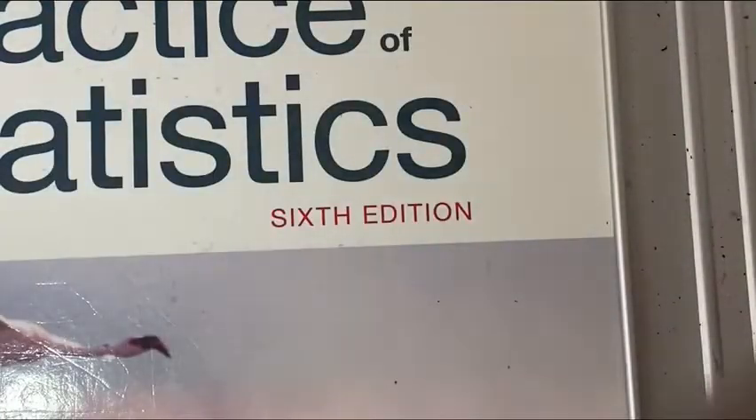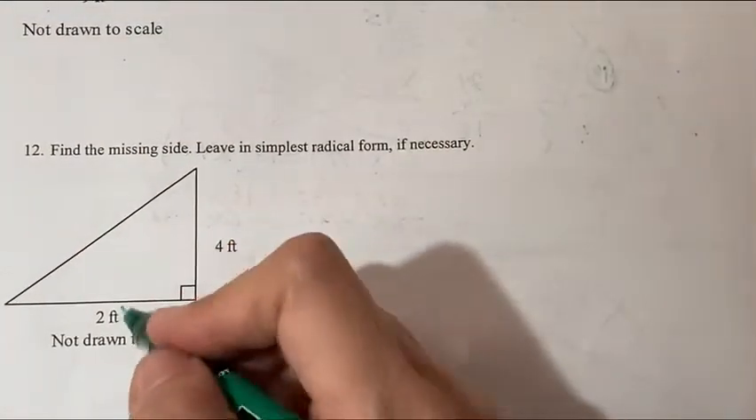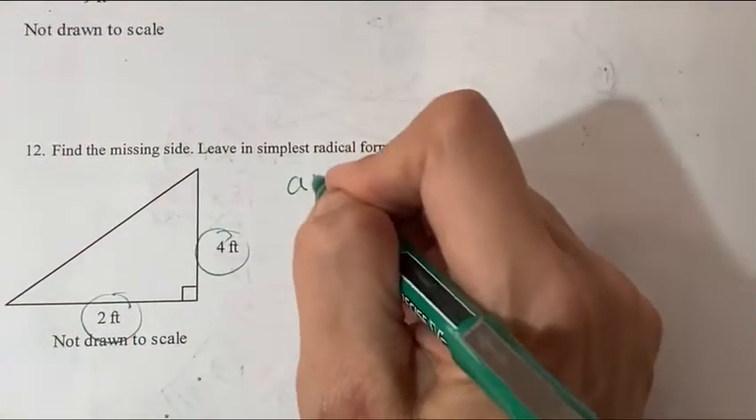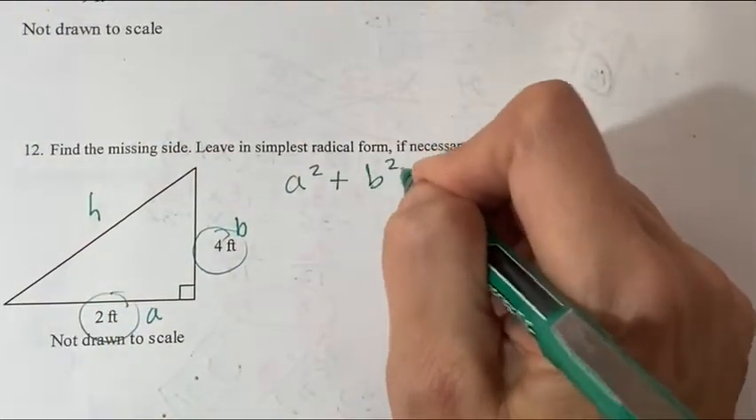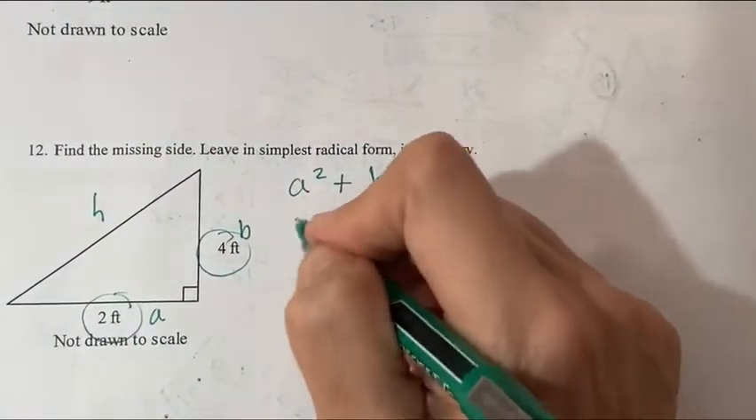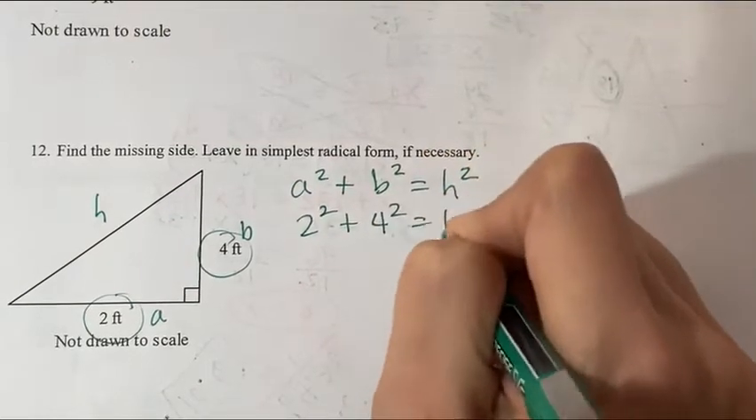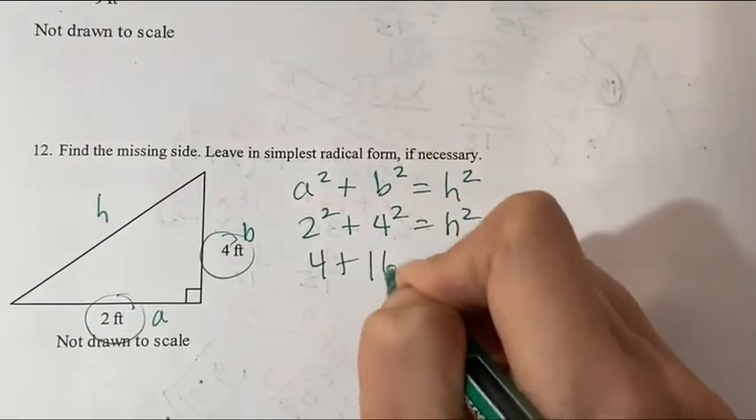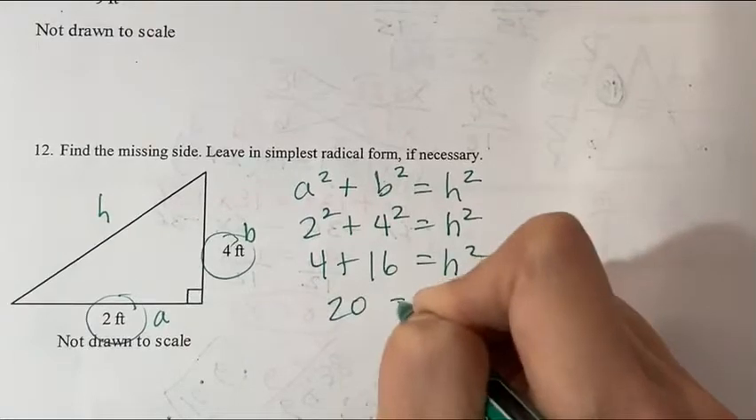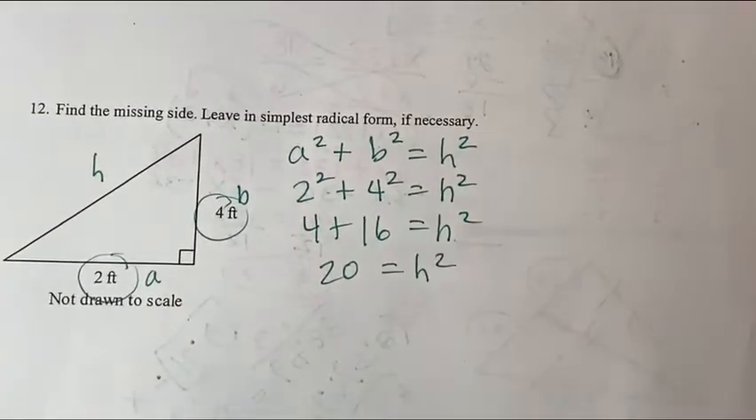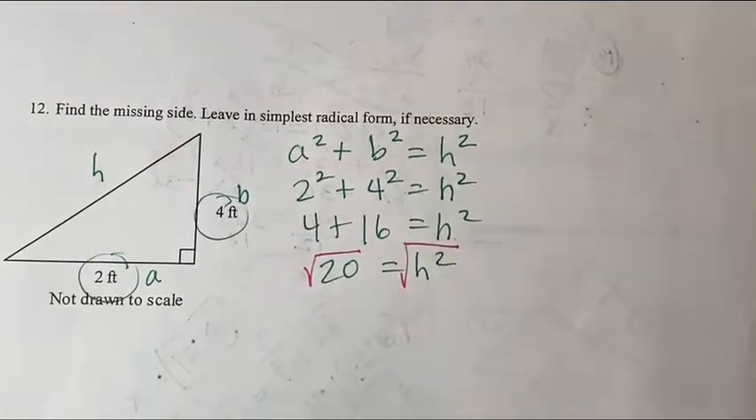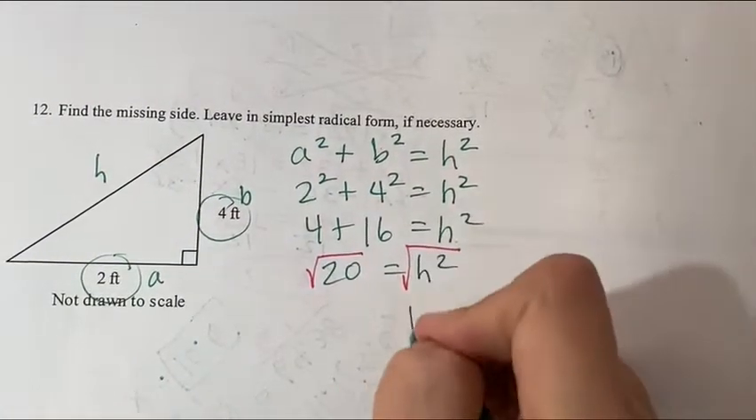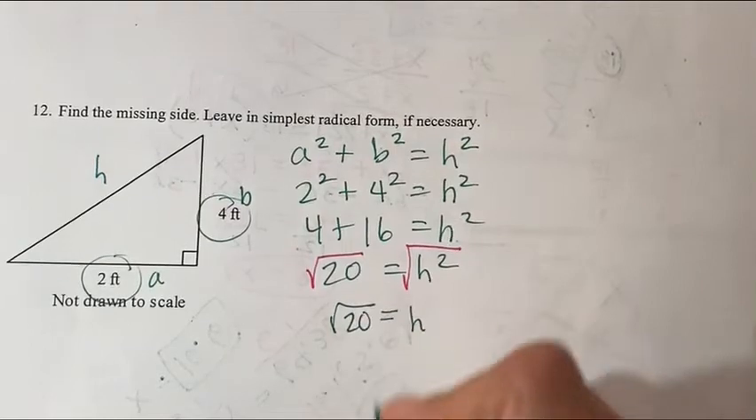Okay, let's take a look at the last page. If you're interested in retaking this last objective, let's start with the easiest one first. We've been practicing. This is just A and B, and we're solving for the hypotenuse, right? So we get h is equal to the square root of 20.